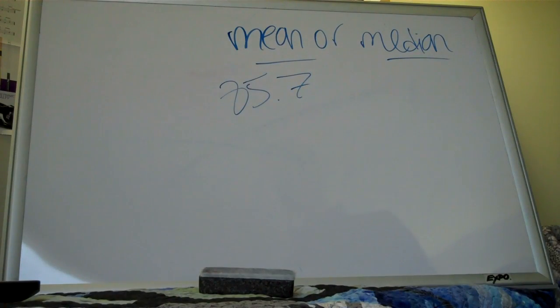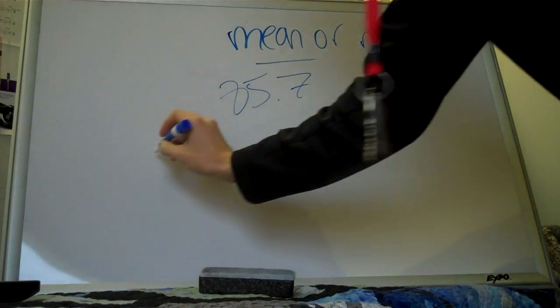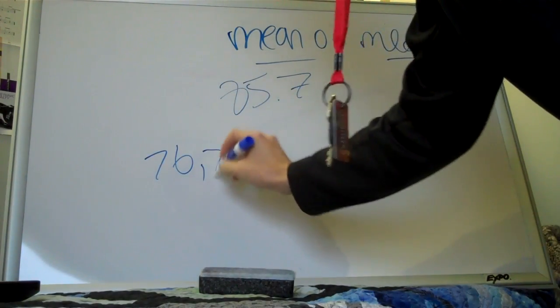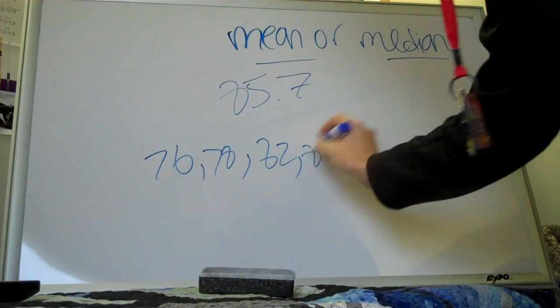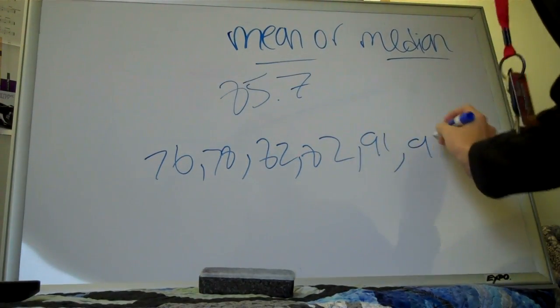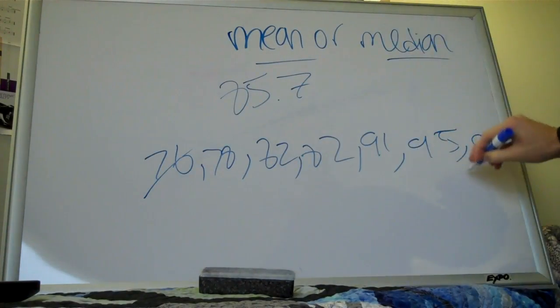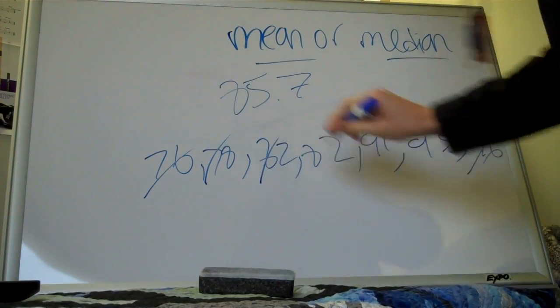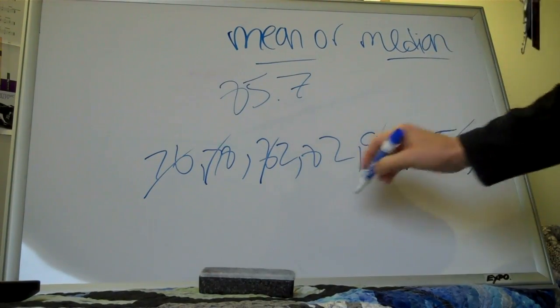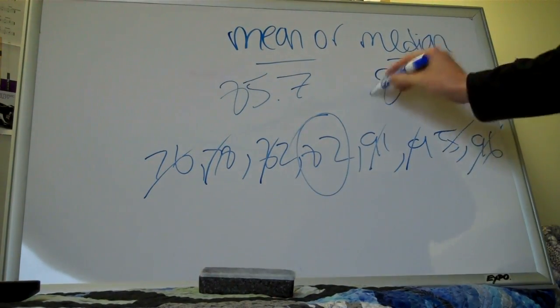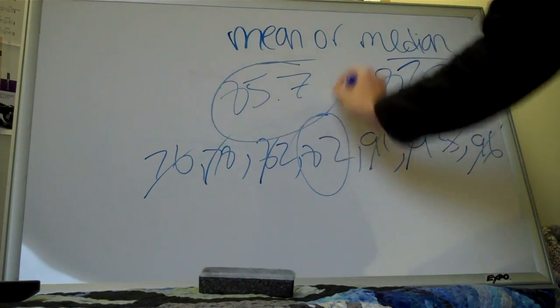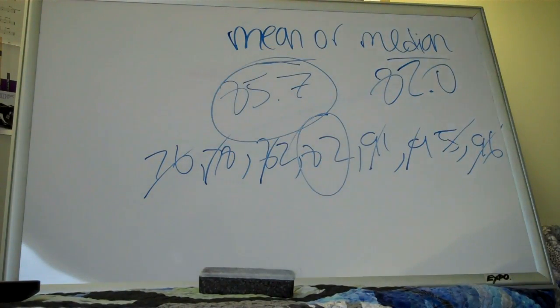Your median, this is kind of tricky because before you mark out your numbers on either side, you have to put them in order from least to greatest. So it's going to be 76, 78, 82, 82, 91, 95, and 96. Then you can start marking out. So just keep going, alternating sides. Okay, so you get 82. Now, of course, 85.7 is the highest, so that would be your answer.